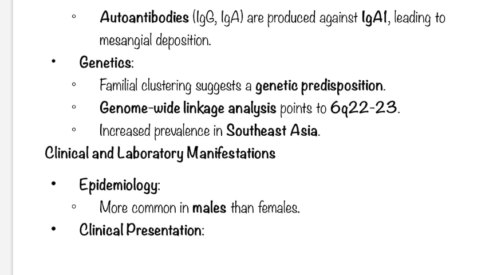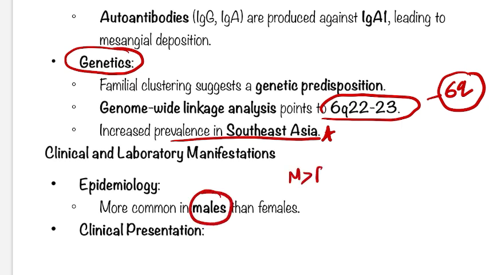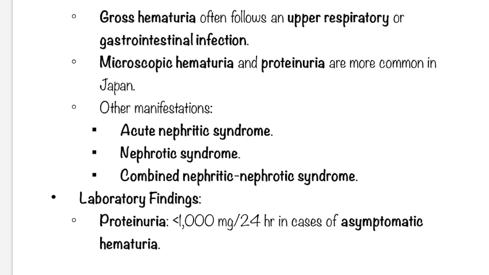Are there any genetic factors involved in IgA nephropathy? Not as such, but genome-wide linkage analysis points to 6q22. Just remember, the 6q chromosome location is somehow linked to IgA nephropathy. There is increased prevalence in Southeast Asia, including India. That's why we are discussing this disease as a separate entity. It is more common in males than females.